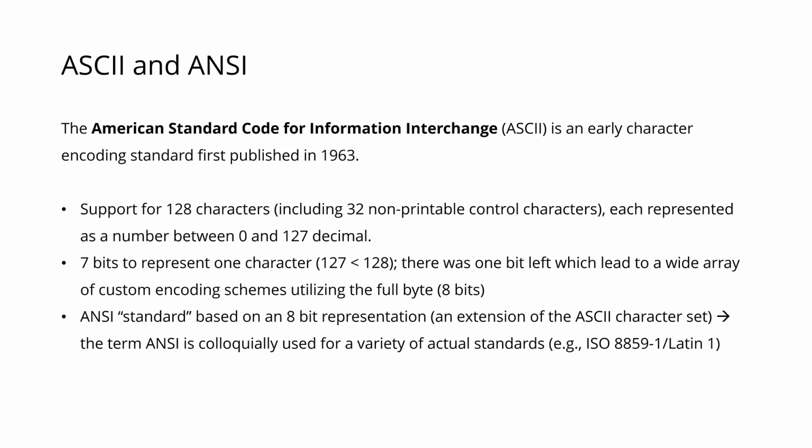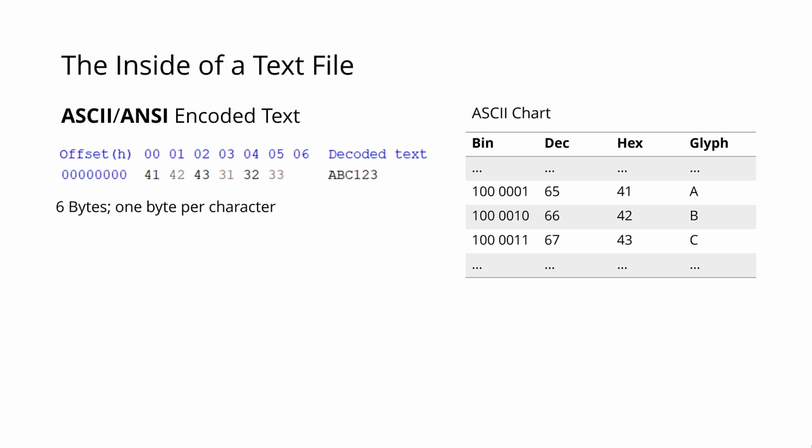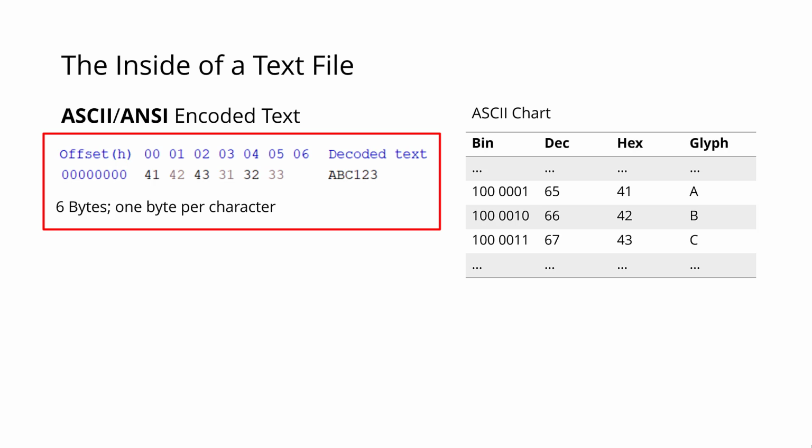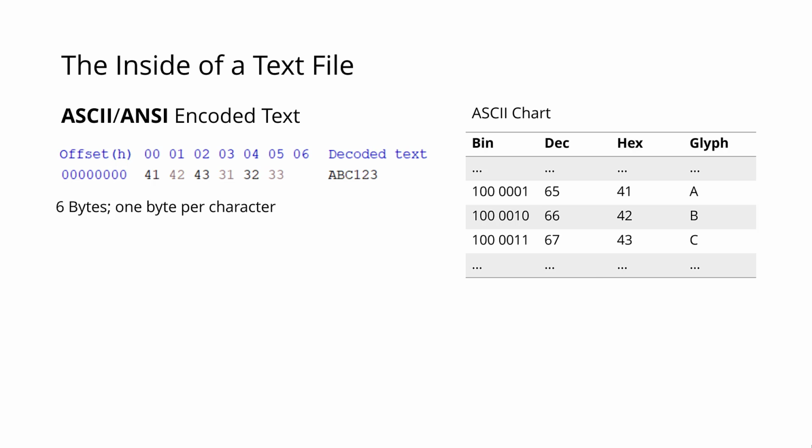Now, this was a whole lot of theory. Let's have a look at what this looks like in practice. So here we see the inside of an ASCII encoded text file. And to the left here, you see the view of a so-called hex editor. The hex editor shows us just the raw content of a computer file. Not the interpretation, but just the raw content. To the right here we have decoded text. So the text editor I'm using actually attempts to decode that, but this is basically what's in the file. So this particular file contains ABC123, and we can see here that this is 6 bytes, 1 byte per character, as defined in the ASCII standard.